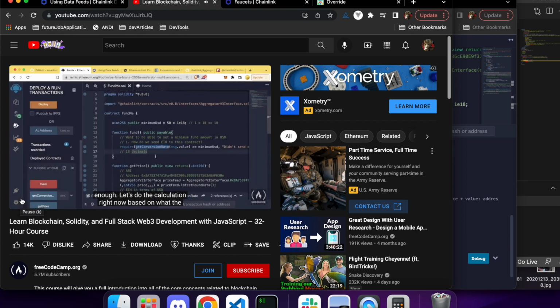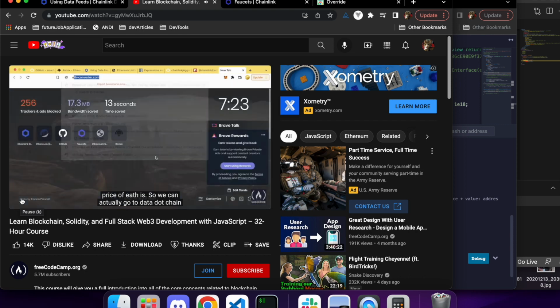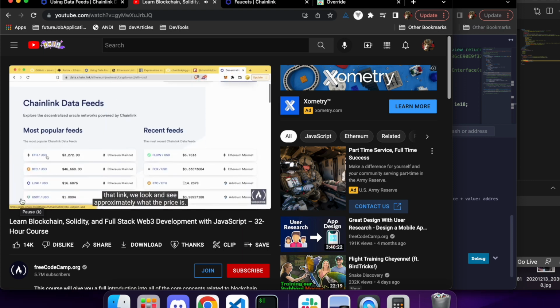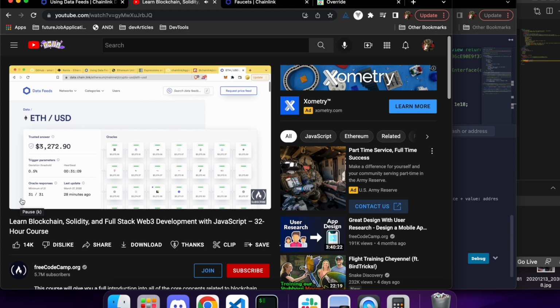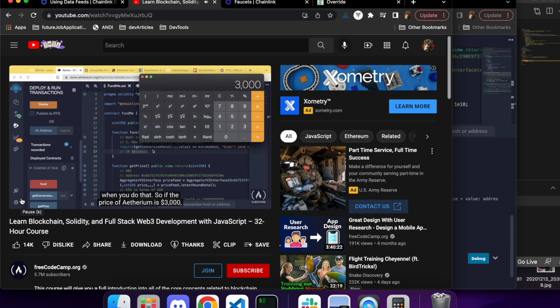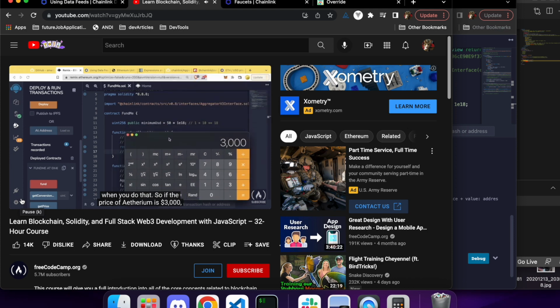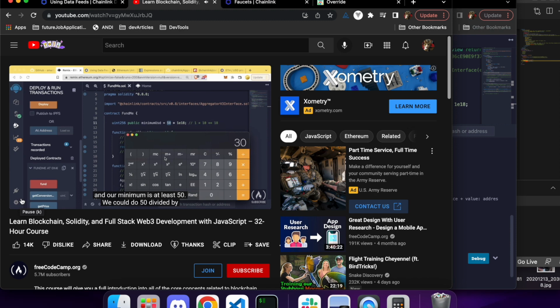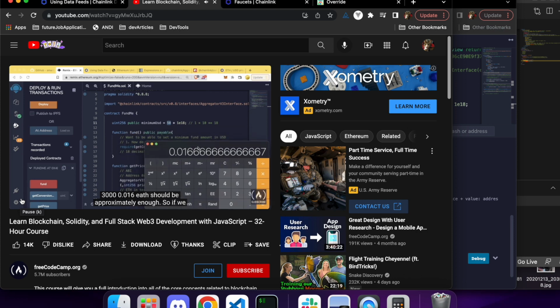Let's do the calculation right now based on what the price of ETH is. So we can actually go to data.chain.link. We look and see approximately what the price is. So it looks like the price of Ethereum right now is about $3,000. And this might be different for you depending on when you do that. So if the price of Ethereum is $3,000 and our minimum is at least 50, we could do 50 divided by 3,000. 0.016 ETH should be approximately enough.